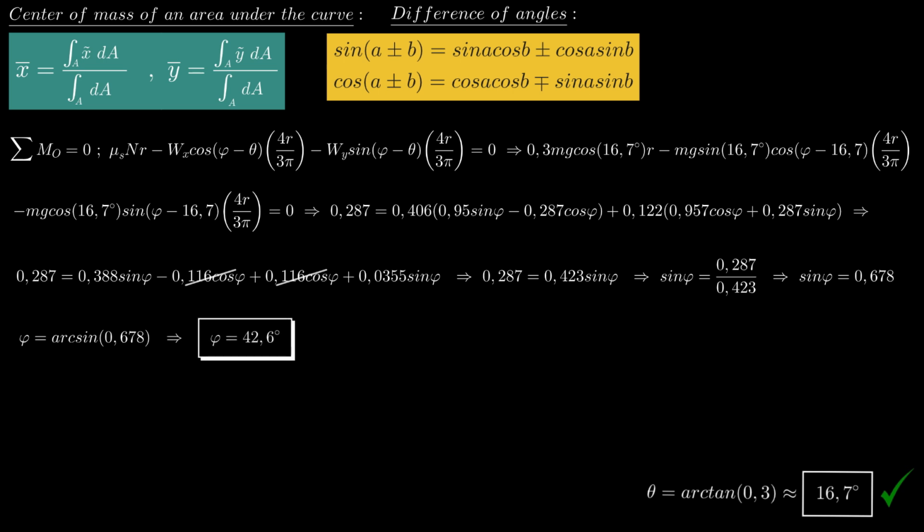And that's curtains, my friends. That's your answer. 42.6 degrees. Should I color you surprised, or was that what you expected, my friend? So that's the phi angle when the semicircle is on the verge of slipping down the inclined plane, my friends.